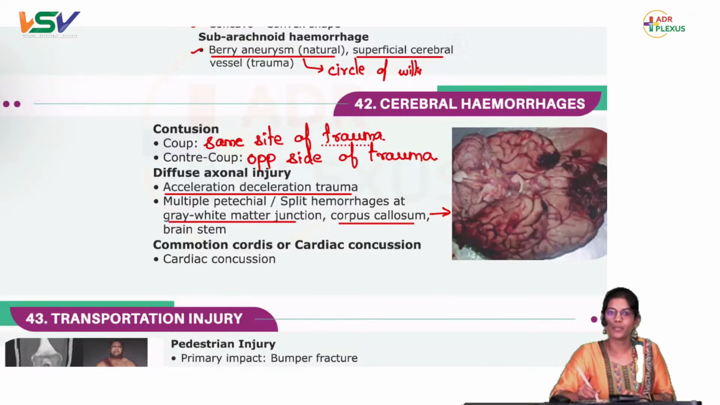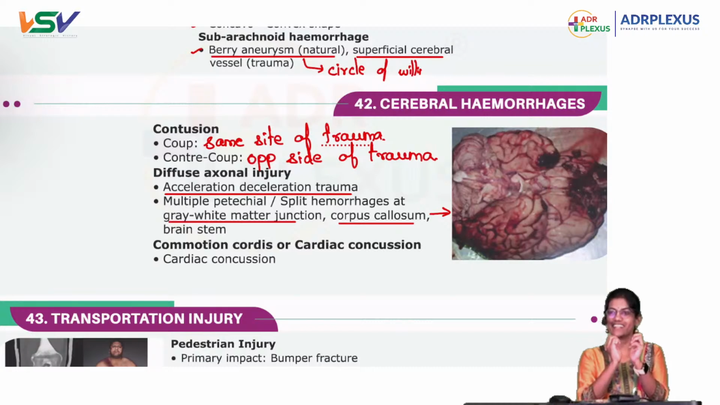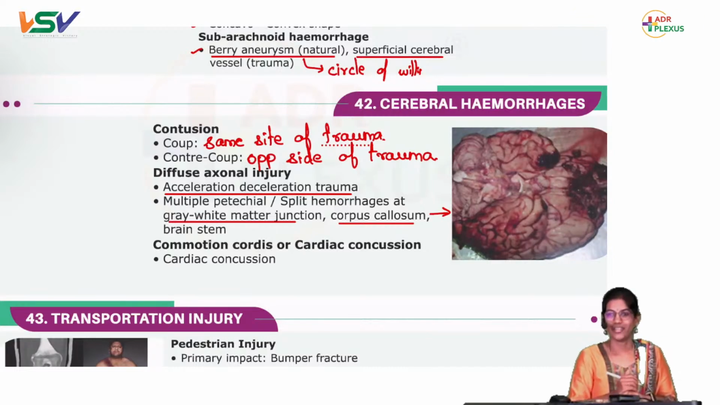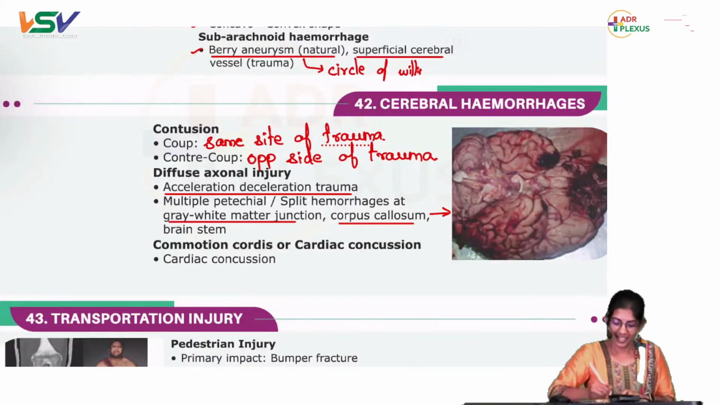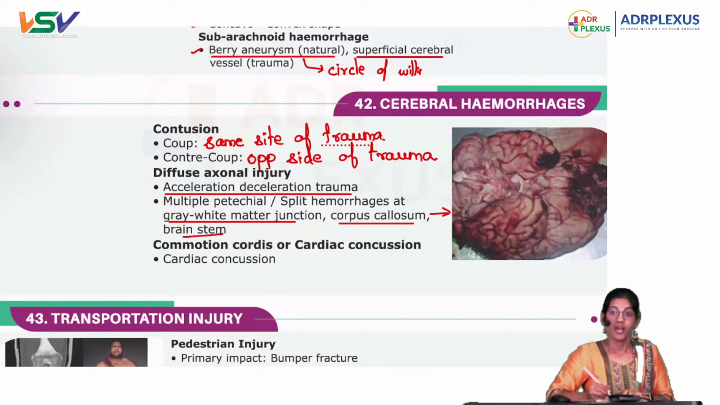Corpus callosum is the structure that's connecting the right and the left hemisphere, right? So a rotational trauma will produce a hemorrhage there, and a brainstem hemorrhage.